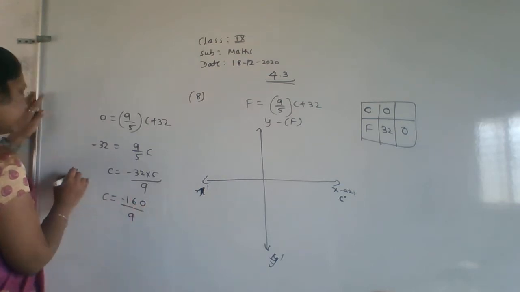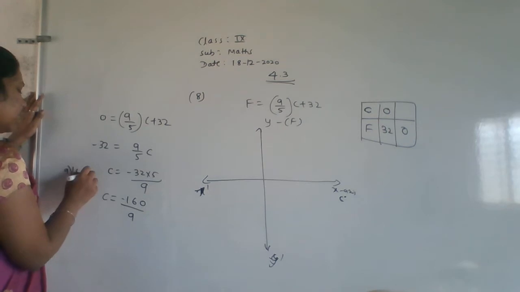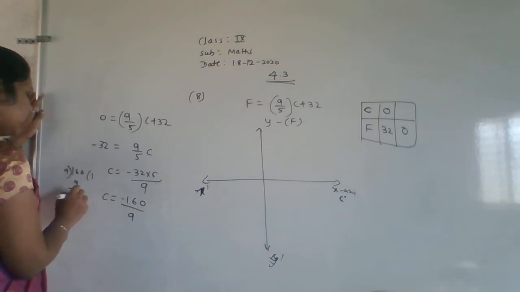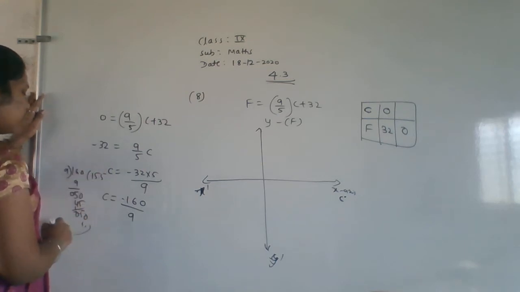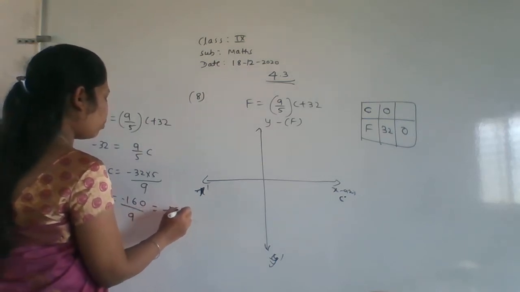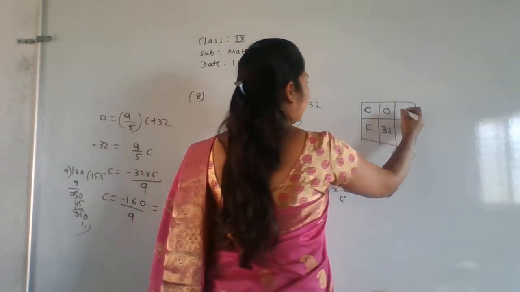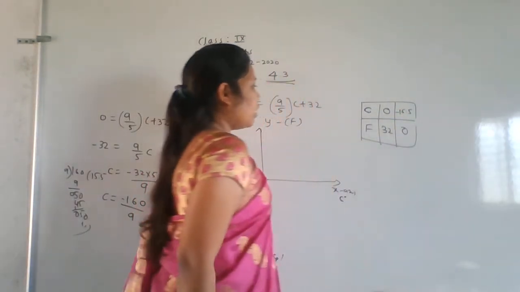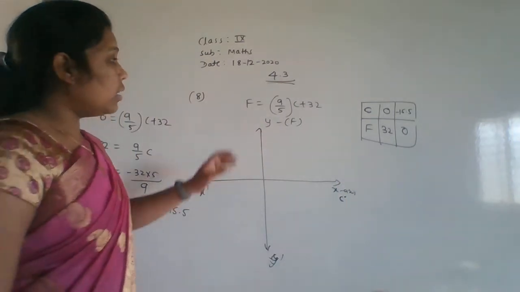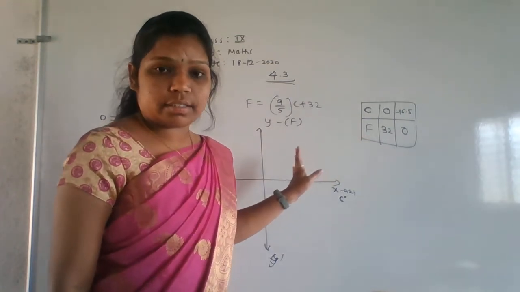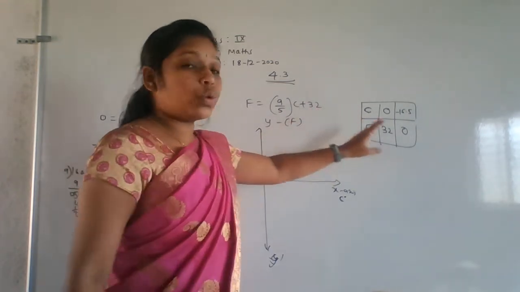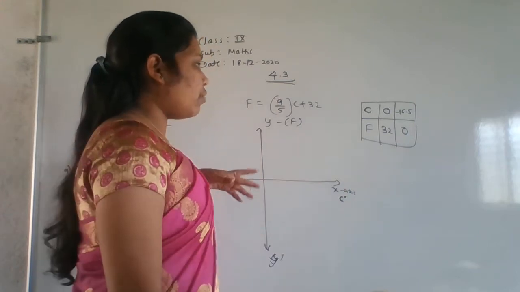Now divide 160 by 9. 9 ones are 9, 7 left over, and so on, so it is approximately minus 17.8. So if Fahrenheit is 0 degrees, then in Celsius that is about minus 17.8 Celsius. Okay, so we got two coordinate points here. Now plot the graph for that.